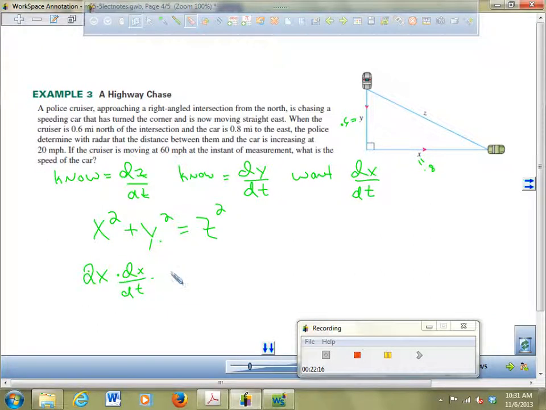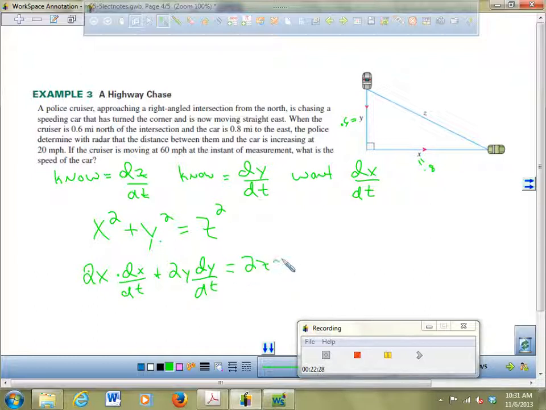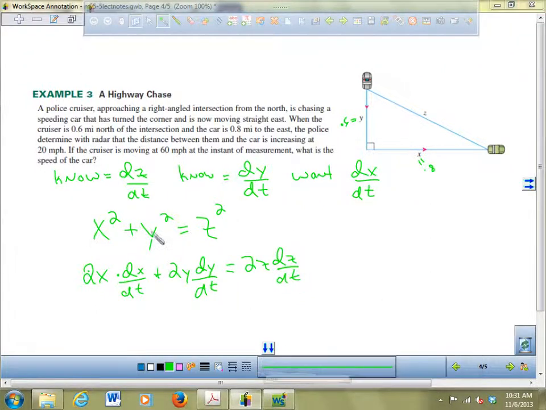Plus 2y times dy/dt equals 2z times dz/dt. All right? And so that's a z. That's a squiggly line, dz. 2, that was a 2. 2z times dz/dt. All right, so then you plug in stuff. X, you know, is 0.8. The other thing I can do is cancel out a 2 from all these, right? Which makes my life a little bit easier.